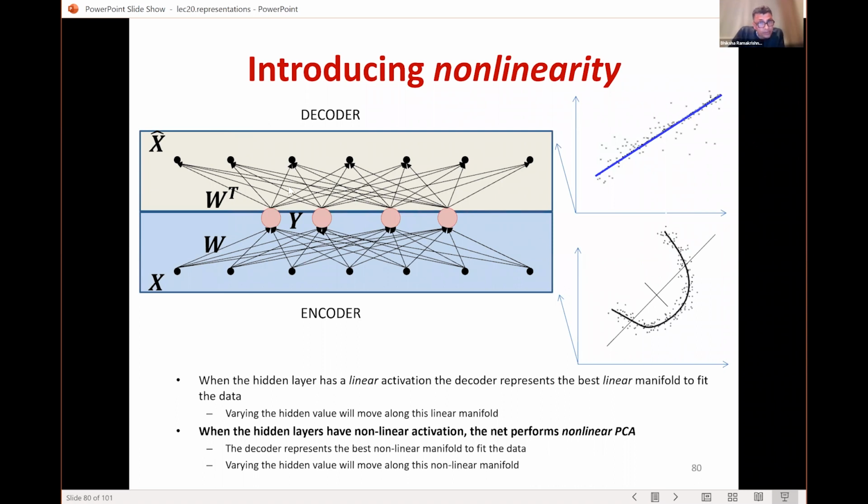And what we've seen is that this is the case where the hidden layer has linear activations, and the decoder is just performing a linear combination. So when that happens, the weights of the decoder network represent a principal subspace, and regardless of the input, the output is always going to be on this principal subspace.